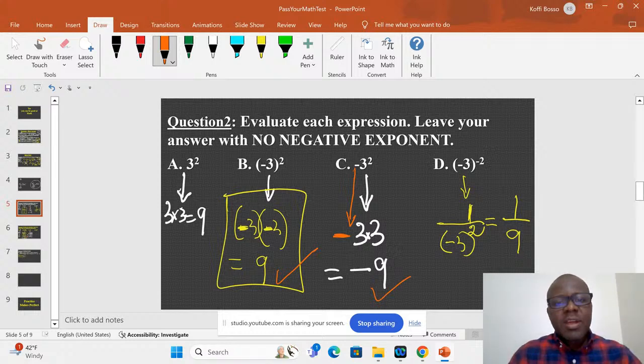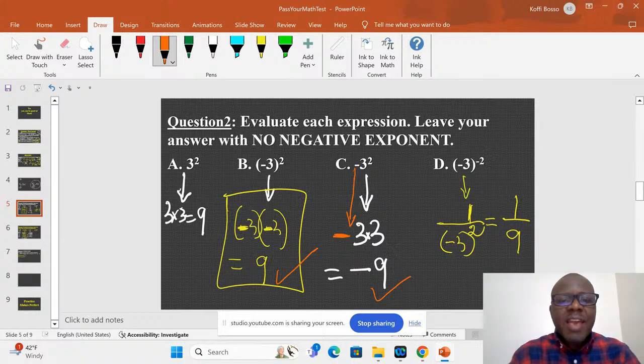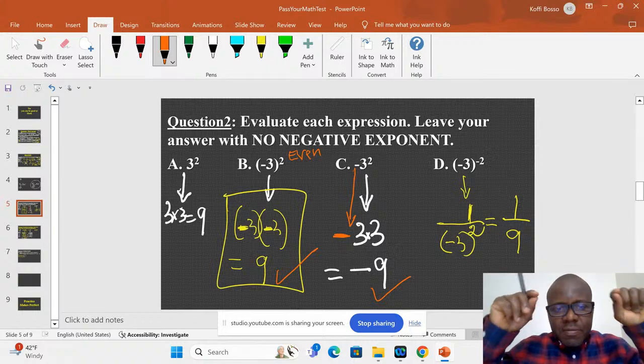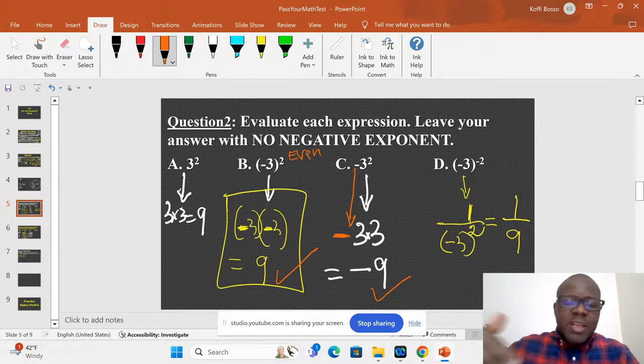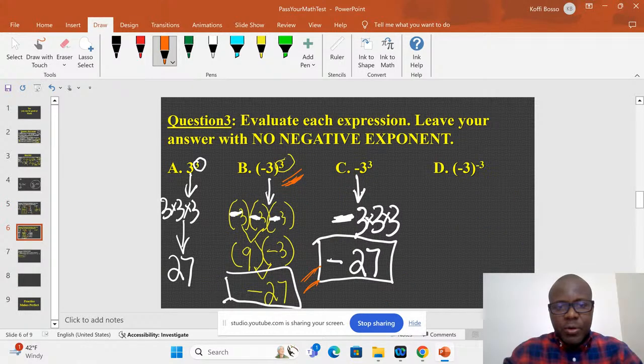What is the difference? The difference is this. When you have a negative number in parentheses, and the exponent is even, E-V-E-N, that will turn the result to positive. I repeat, every time you have a negative number in parentheses and you raise it to a power, and that exponent is an even value, that means the final result will be positive.